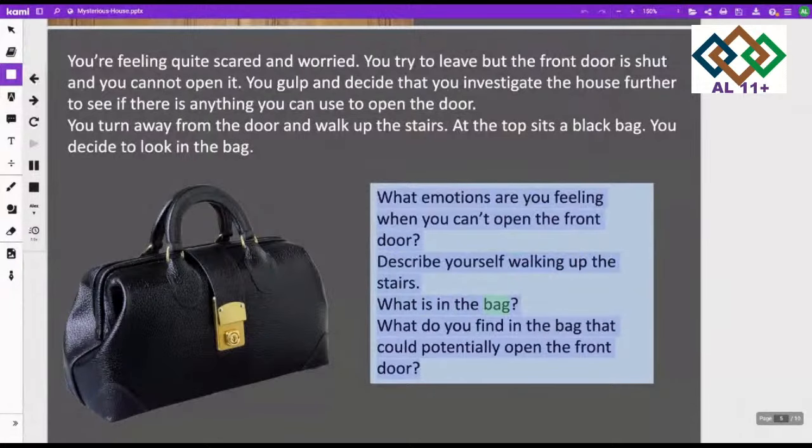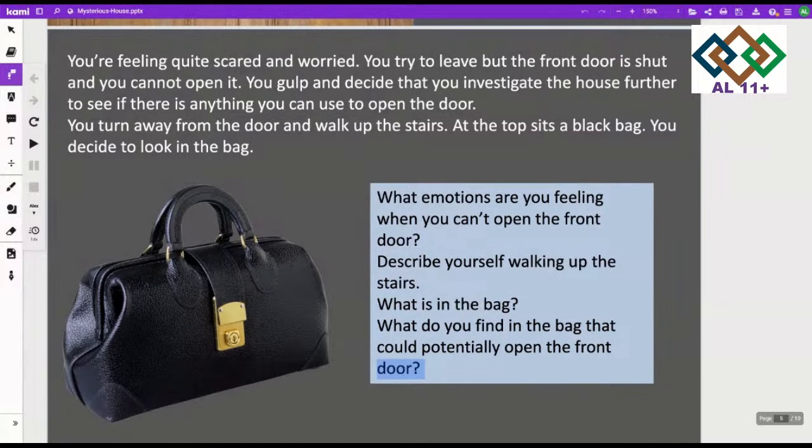What is in the bag? What do you find in the bag that could potentially open the front door? Okay, so now this is something you found. What is it? You found that there is a bag now. You're feeling quite scared and worried because you don't know where to go. You try to leave, but the front door is shut and you cannot open it.